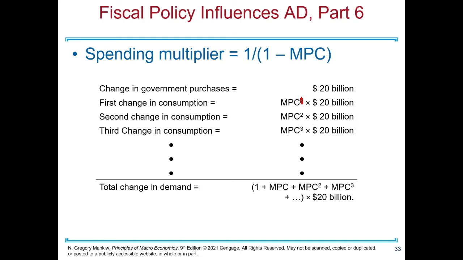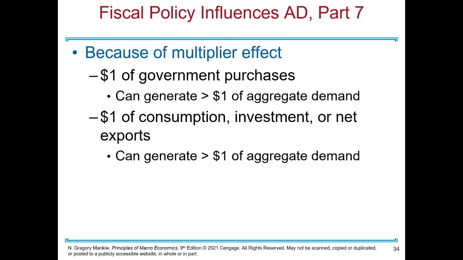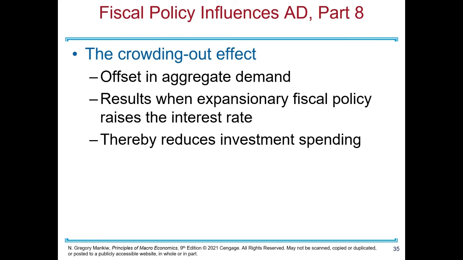when you are looking at policies. That isn't to say that it's always good, because the next effect we're talking about is the crowding out effect. This is going to offset the aggregate demand. It's going to decrease it. When government increases spending, they raise the interest rates, which is going to reduce investment spending and it's going to put downward pressure on AD.